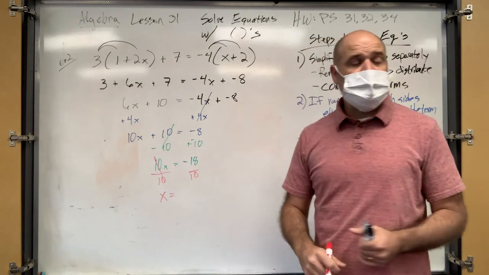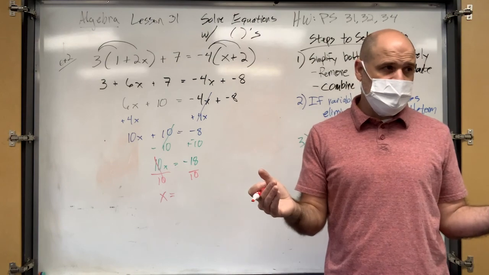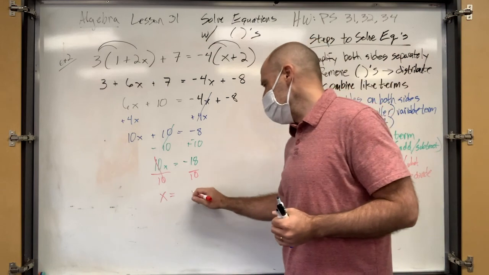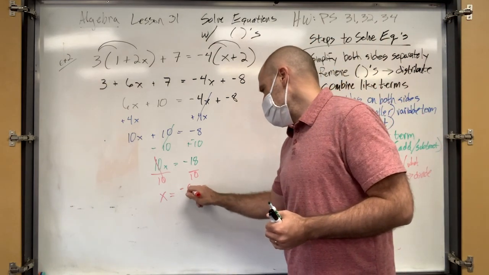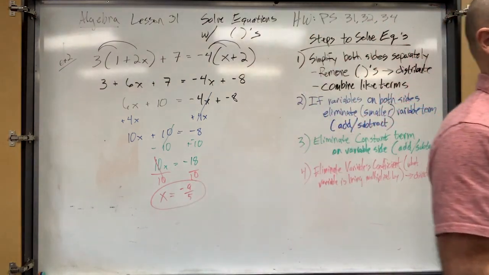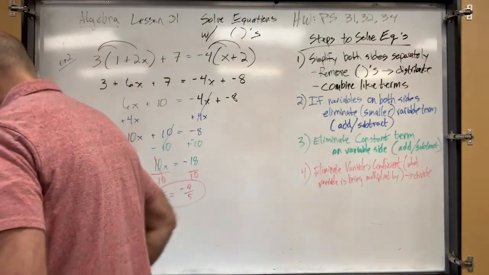All right, so is it negative 18 tenths? Because 10 doesn't go into 18, right? So are we done? No, there's just a little bit of cleanup. You can reduce it. 2 goes into both of those. So negative 9 fifths. Is that what you guys got? Nice. Well done.